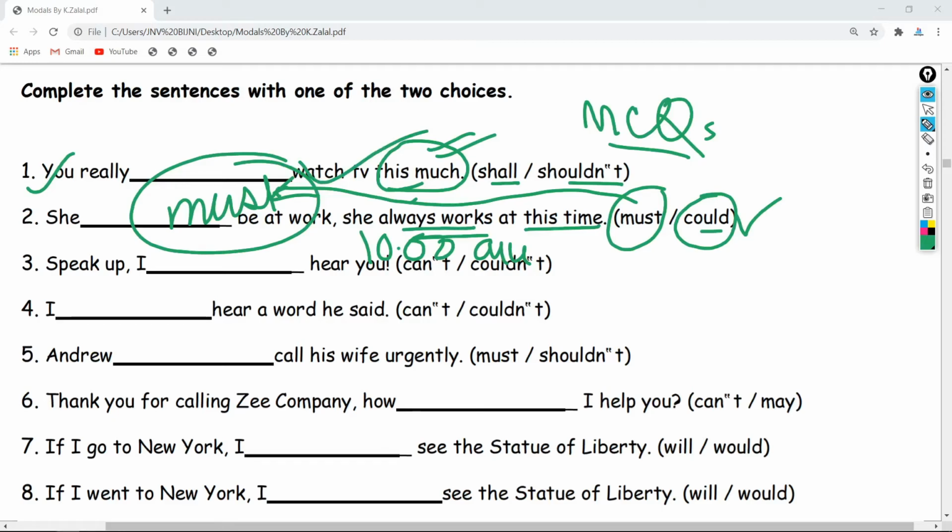Speak up, I dash hear you. Cannot or could not? Will "could not" be correct or "cannot" hear you? So which one will be correct?